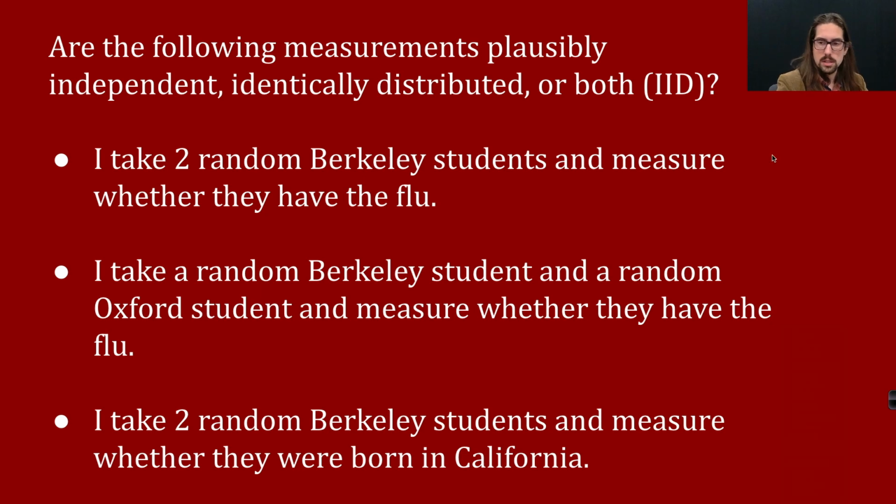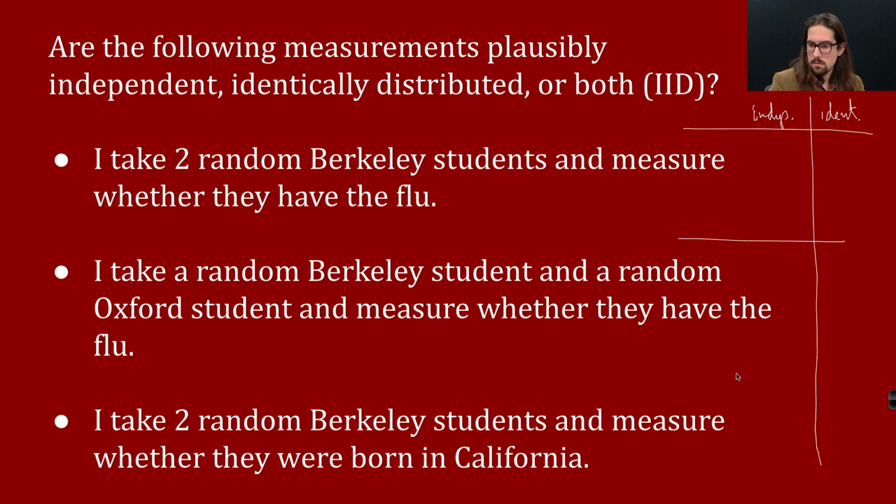So to summarize this, I think here it's reasonable to say that we have independent, and then identically distributed. So you can just make a little table. Here, these are not independent. They are identically distributed. Here, they plausibly are independent, not identically distributed. And here, plausibly both. Okay. Hopefully that helps clarify those ideas.